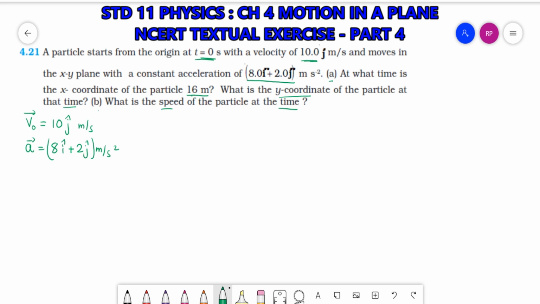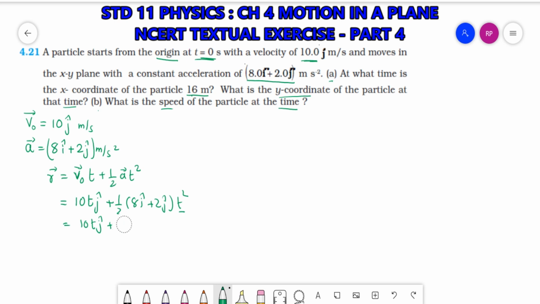Okay, now we can use the formula here for position, r equal to r0 plus v0t plus half at square. Okay, but see, it's given, starts from the origin, so initial position is 0. So this equation reduces to r equal to v0t plus half at square. Now what is v0? That is 10j into t, means 10t into j plus half. What is acceleration? 8i plus 2j, t square. This will be equal to 10tj plus half into 8, that is 4i into t square.